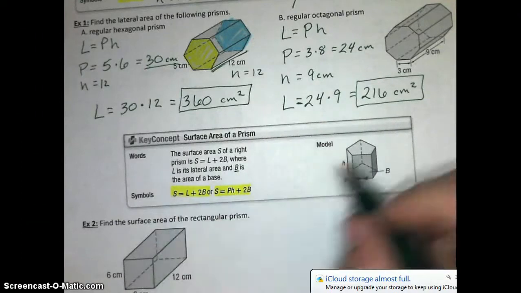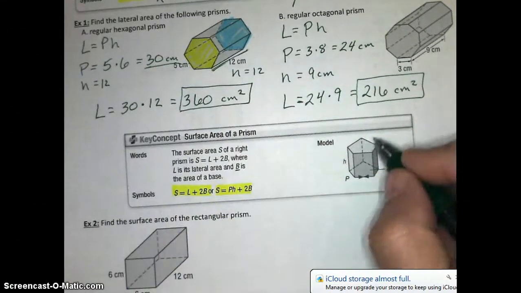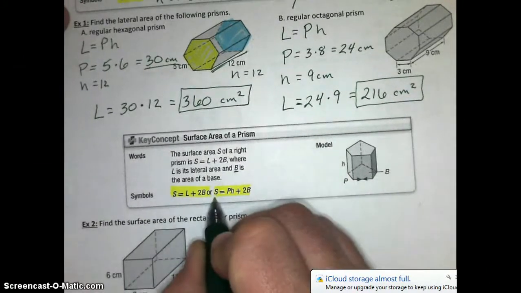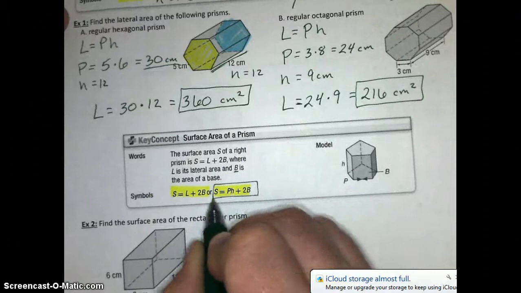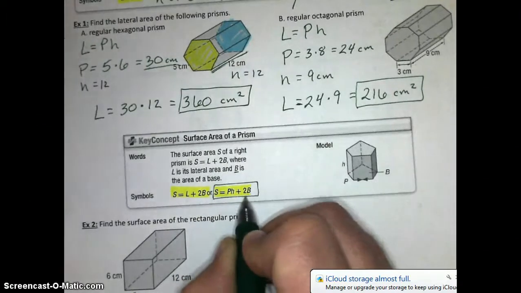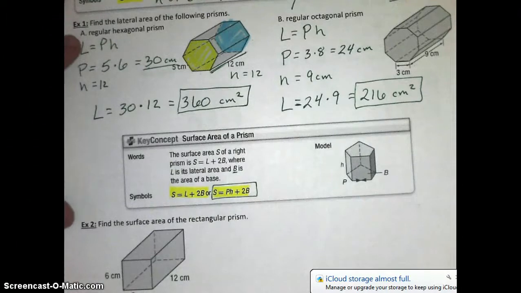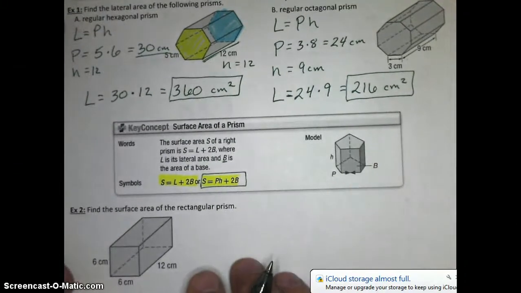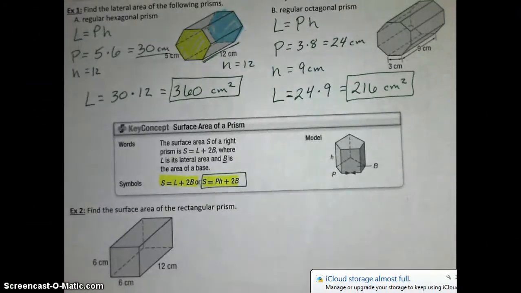Lateral area, remember, is the perimeter of that base times the height of the prism. So we could write it out this way, or the full complete formula is this. Perimeter times height represents lateral area plus 2 times whatever that base area ends up being. We're going to want to remember how to find area of polygons like we learned last chapter. If the base is a rectangle, it's not too much of a problem, or a parallelogram. You'll also want to remember how to find the area of regular polygons using that 1/2 apothem times perimeter formula.